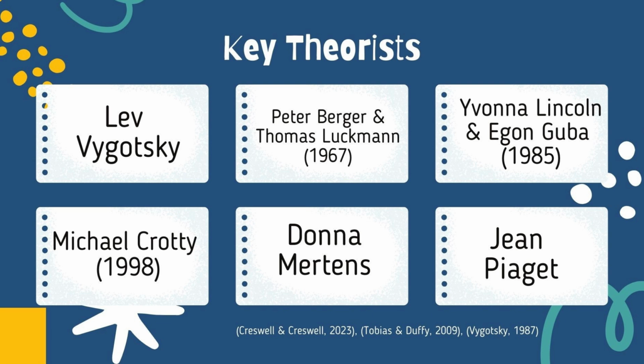Lincoln and Guba believed that knowledge is co-constructed by researchers and participants, emphasizing multiple realities and subjectivity. Crotty distinguished constructivism from related perspectives, emphasizing that knowledge is actively constructed through experience. Mertens emphasizes that knowledge is socially constructed through the perspectives of marginalized communities. She highlights the role of context, power dynamics, and social justice. And Piaget's cognitive development theory explains how individuals construct knowledge through environmental interaction, emphasizing learning as an active, stage-based process.